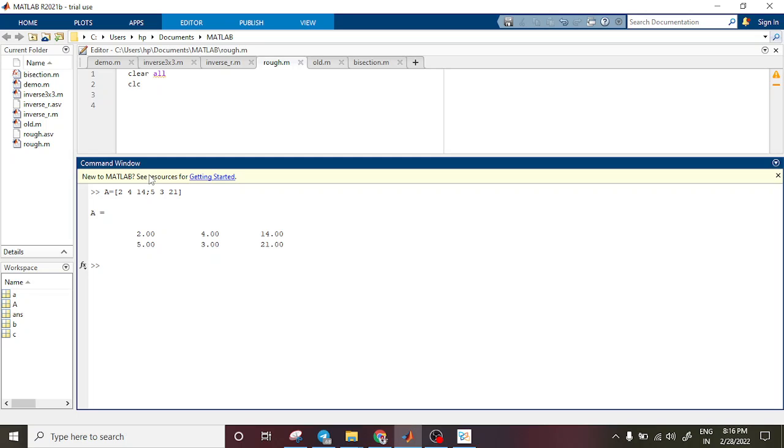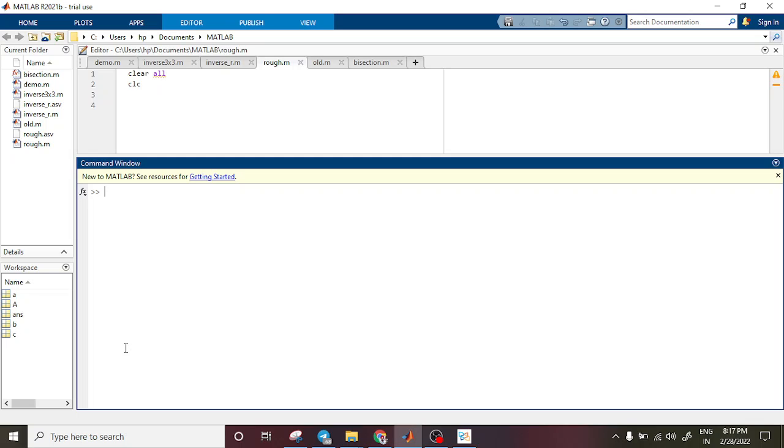Now next, if I'm writing b is equal to rref, reduced row echelon form, for A, so doing that one, I'm getting the answer. Here I can see the first one is 3 and the second one is 2. So x is equal to 3 and y is equal to 2. So this will be the answer. CLC.